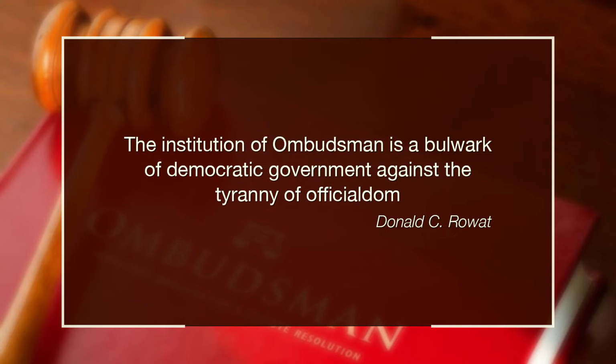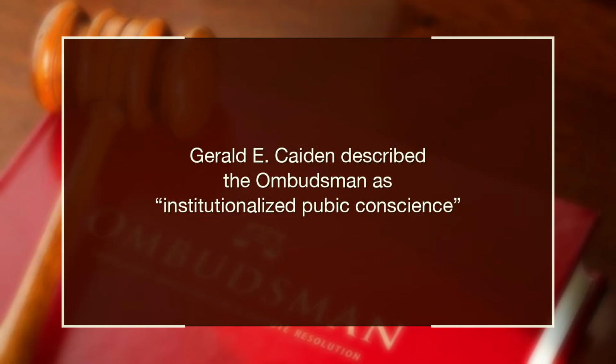Donald C. Roberts says that the institution of Ombudsman is a bulwark of democratic government against the tyranny of officialdom, while Gerald E. Caiden describes the Ombudsman as institutionalized public conscience. Another unique institutional device created for the redressal of citizen grievance against the administration.